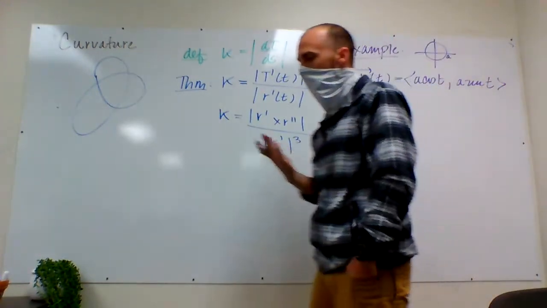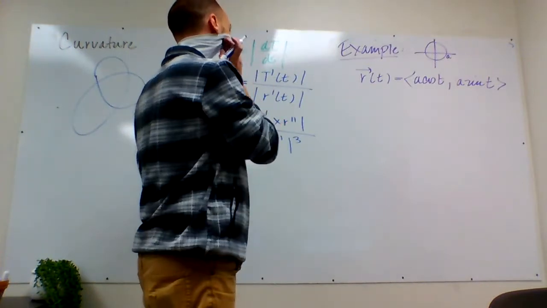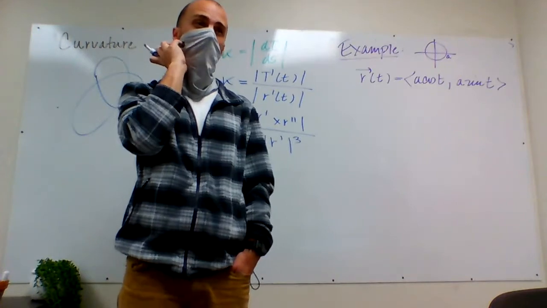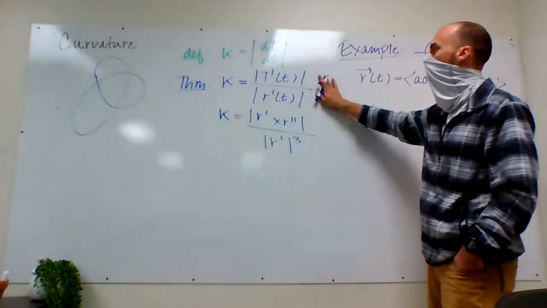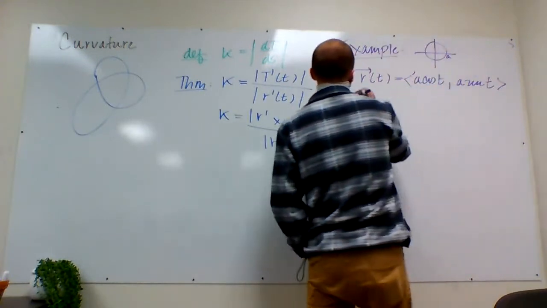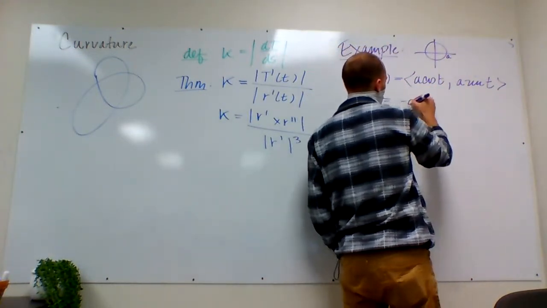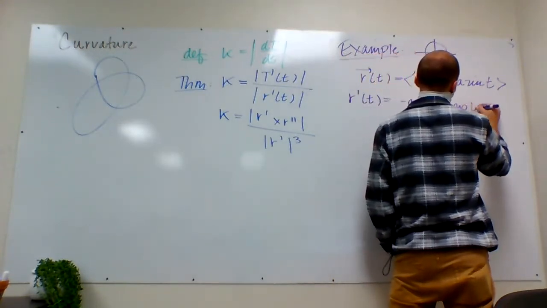And I hope you'll excuse me for going into the realm of plane curves for this one. It's just going to make the computation much easier. Okay, so I'm going to actually use this first formula here. I'm going to say that r prime is equal to negative a sine t and a cosine t.